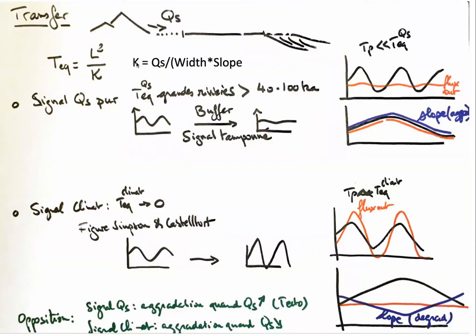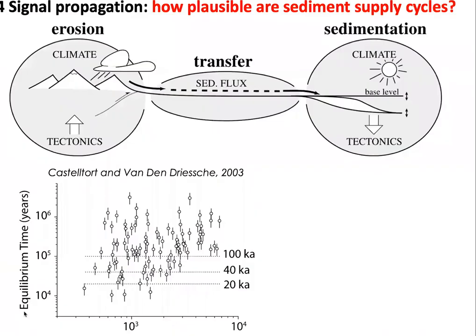So K would be large, very efficient, if a river transports a lot of sediment compared to another river, comparatively, with a low slope. These are parameters that we can look at for natural rivers, and therefore we can estimate the TEC, the equilibrium time of current rivers, from the previous slide. And I use the database that Niels used during his thesis.